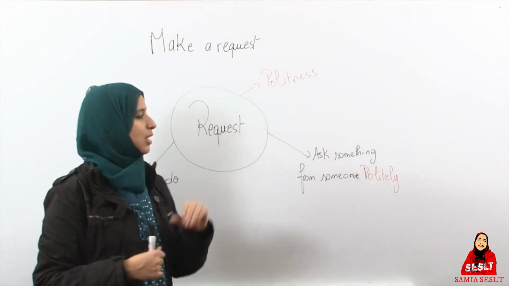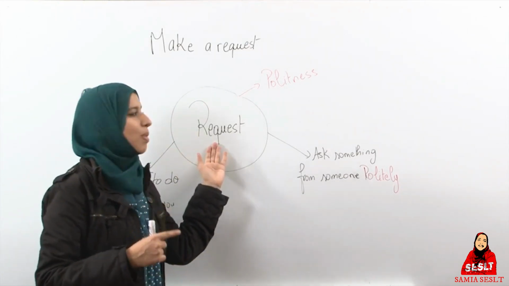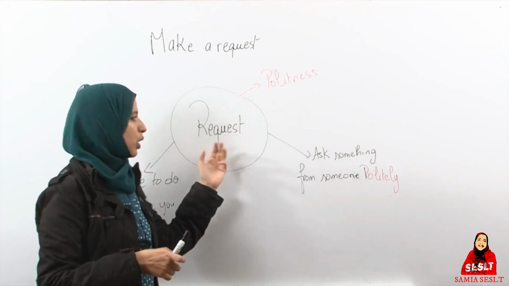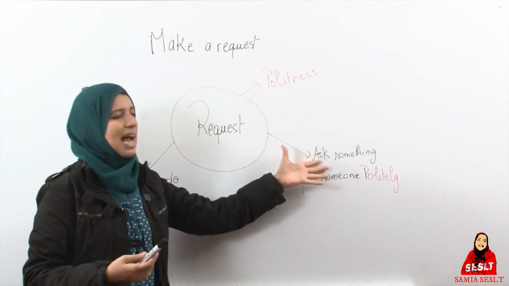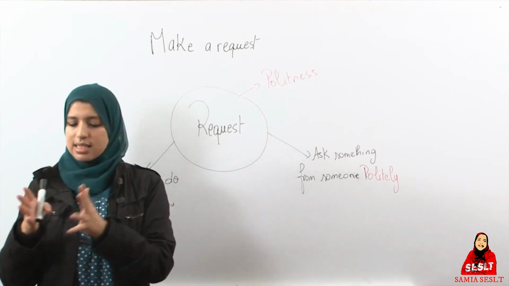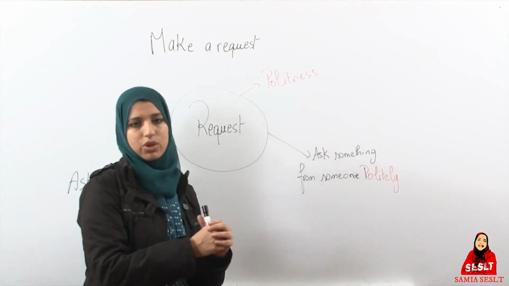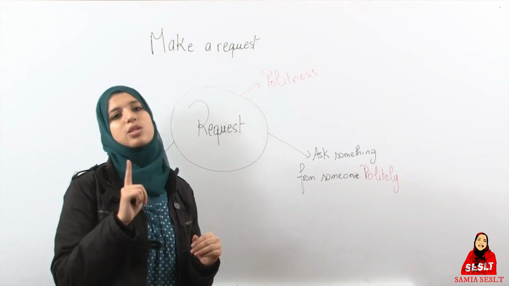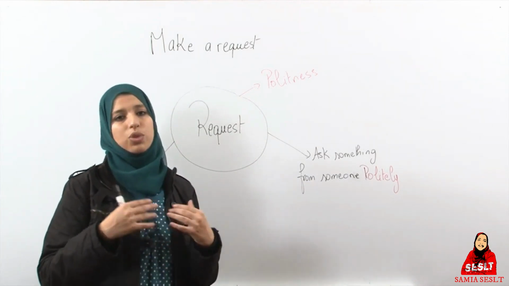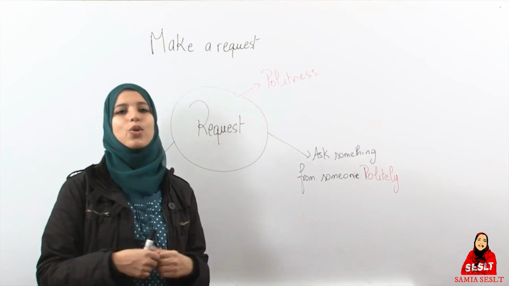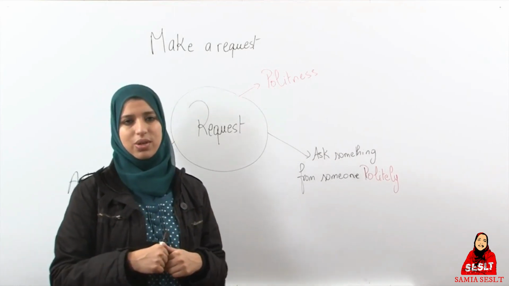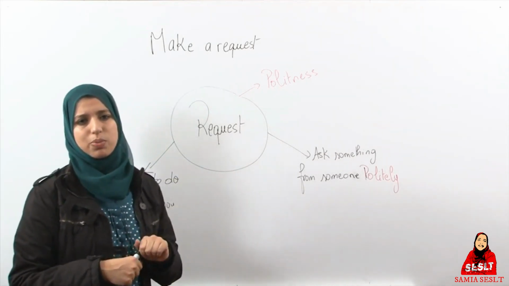All right? So a request is more about politeness. A request, as we all know, is asking, either asking something from someone or asking someone to do something for you. But what is the most important is politeness. You should ask with please, with a smile, with very polite expressions, okay? Let's go to see what the expressions are.